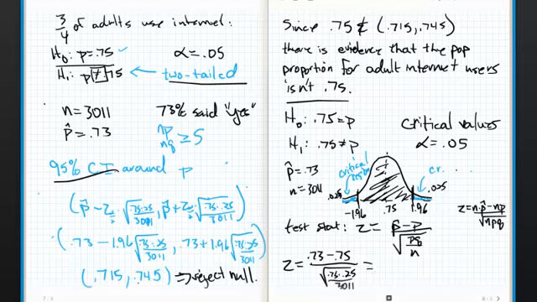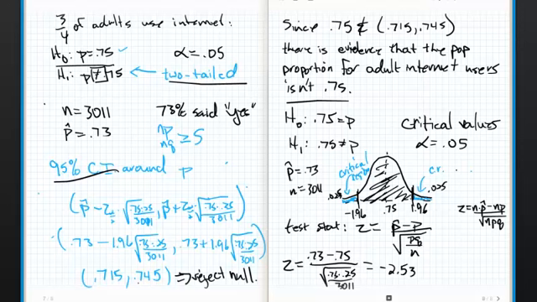So let's see. I'm going to take negative 0.02, and I'm going to divide it by the square root of 0.75 times 0.25, and divide that by 3011. I really do need to get that thing, don't I? And this is, watch this, negative 2.53.